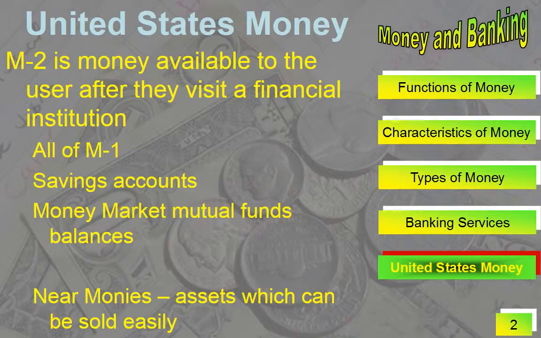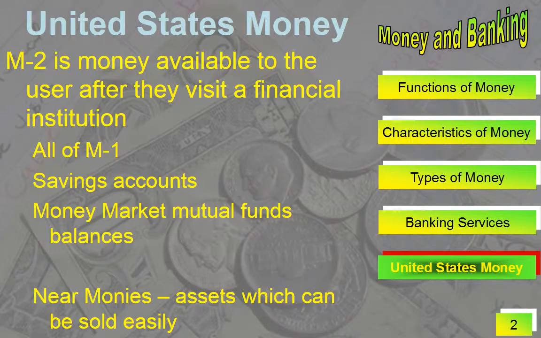But we add to that savings accounts. We add to that money market mutual fund balances. This is the money that's in a bank set up as an account with restricted withdrawals. But it's still cash on your demand and it is not invested in the stock market. So these are all ideas of you have to go to the bank to get that money. So that is what M2 is.